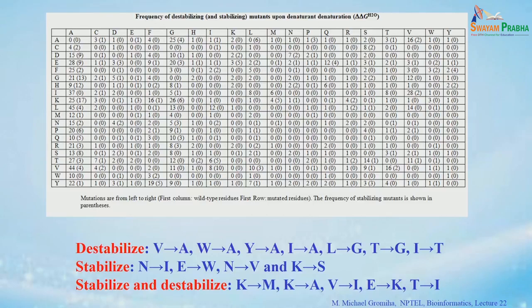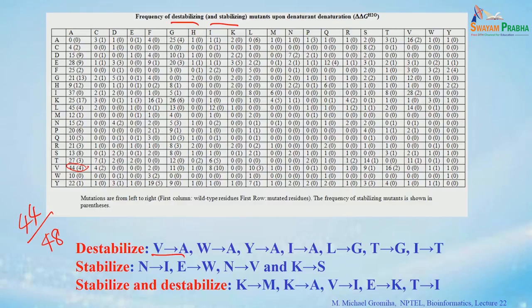And we classify into two groups, one stabilizing and one destabilizing. Here the numbers are given for the destabilizing mutants, and the ones in parentheses are for the stabilizing mutants. If you see this table, we can derive some conclusions. For example, valine to alanine, where is valine to alanine? Here. Most of the mutants are destabilizing. How many in total? 48, and 44 are destabilizing, that means about 90%.